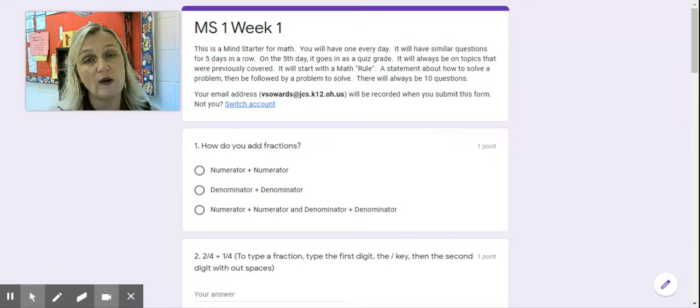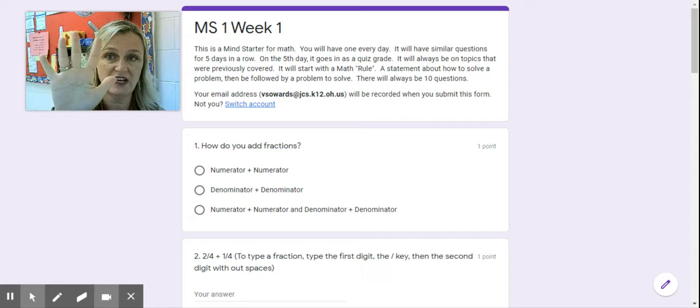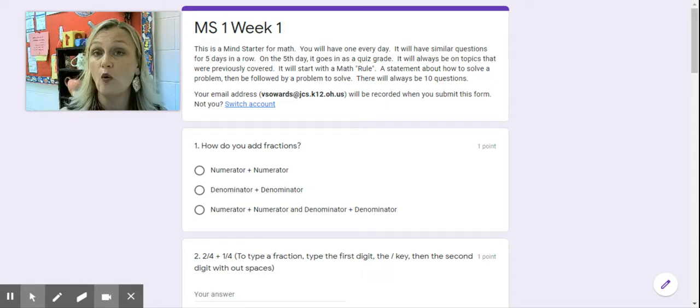So this is how we're going to begin every math class. They're going to be labeled MS1, MS2, MS3, MS4, and MS5. There are 5. 1 through 4 are review, and they're the same type questions every day. They're practice. Day 5 is for grade.